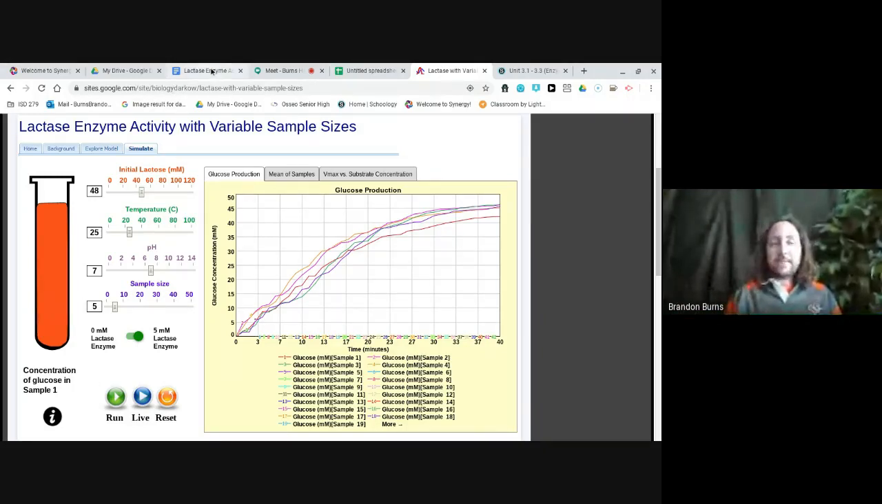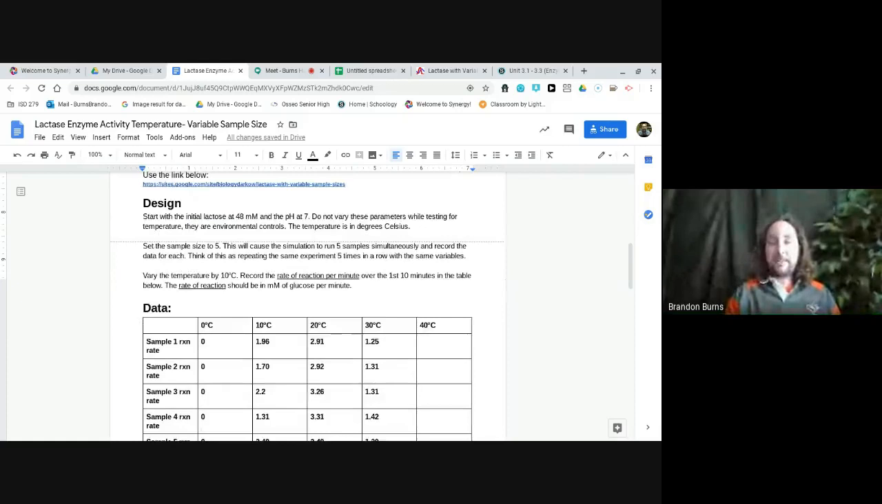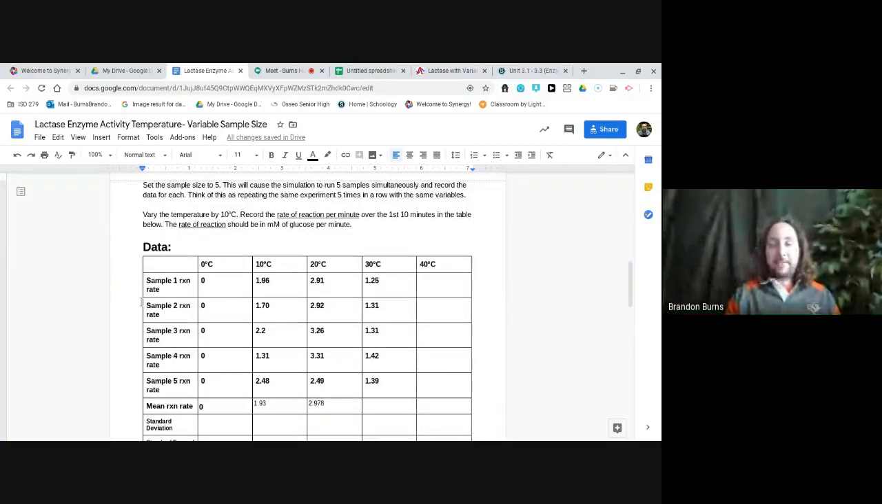So it says I'm going to set the sample size to 5, which I've done. And then I'm going to vary the temperature by 10 degrees Celsius, recording the rate of reaction per minute over the first 10 minutes in the table below. Okay, so I have my temperatures up here, and I have my 5 reactions. Now, I've already run this for 0, 10, 20, 30 degrees Celsius. I'm going to run it for 40 right now.